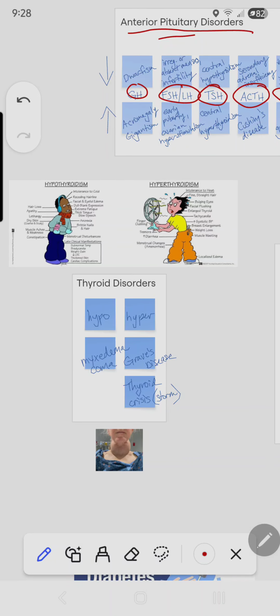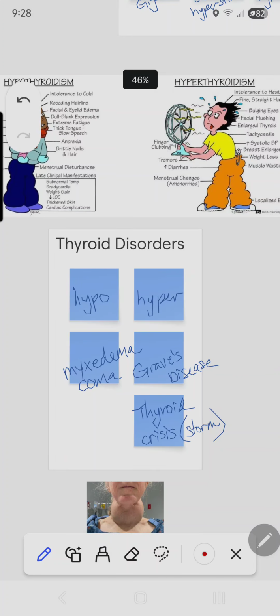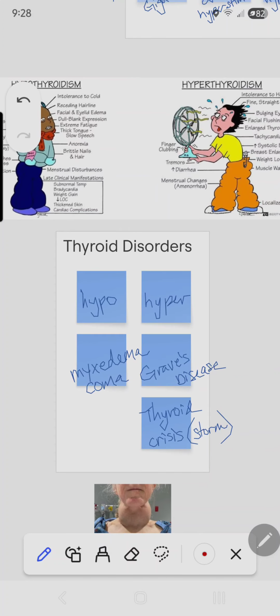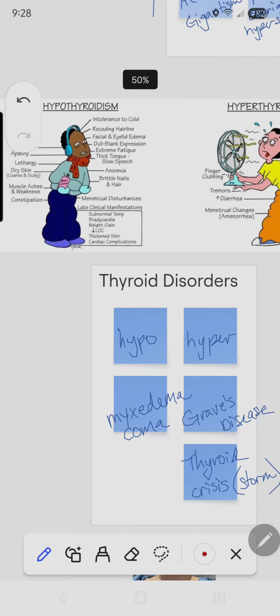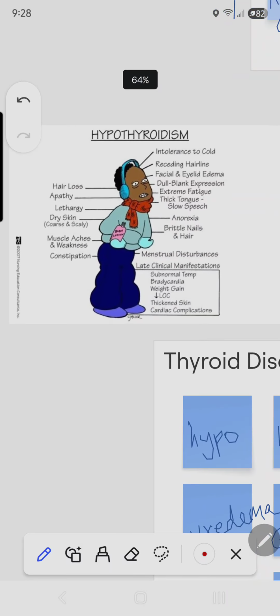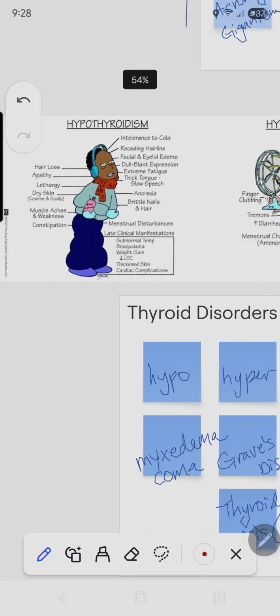Now, thyroid can have two different situations where we have too much or too little of the thyroid stimulating hormone. And so hypothyroidism is where the thyroid does not produce enough of T3, T4. Some of these symptoms of hypothyroidism can be seen here in the diagram. A very severe form of this is what's called myxedema coma, and that is just a very exaggerated form of hypothyroidism.